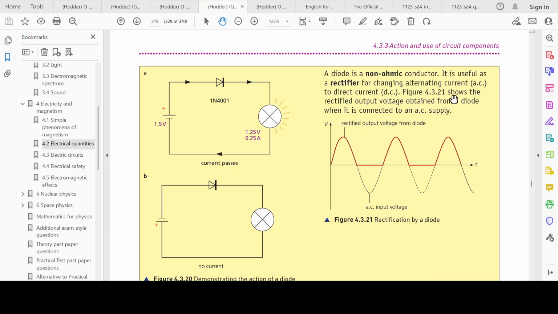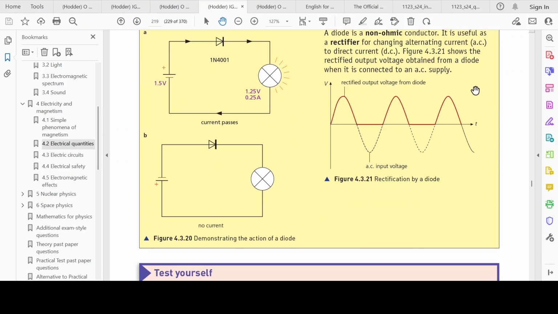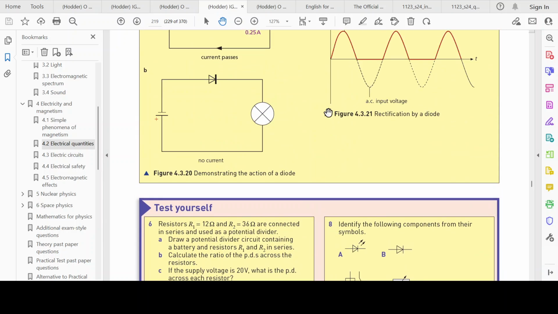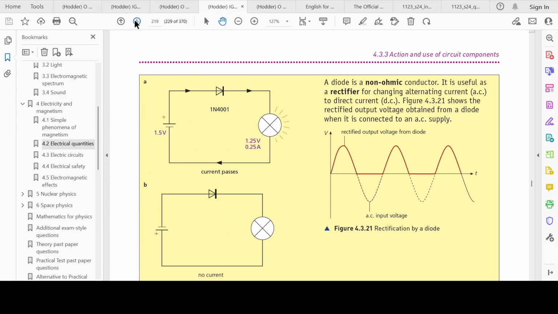Figure 4.3.21 shows the rectified output voltage obtained from a diode when it is connected to an AC supply. So it helps convert AC to DC. And we're done with that.